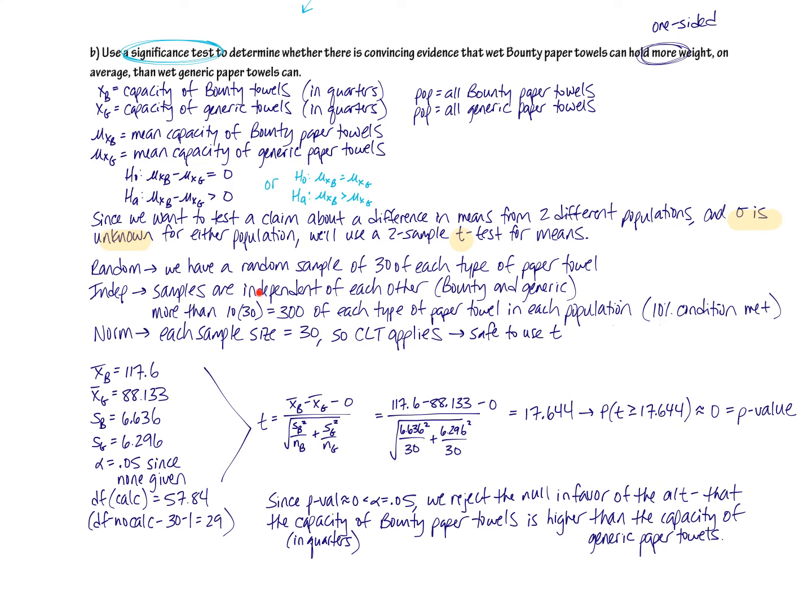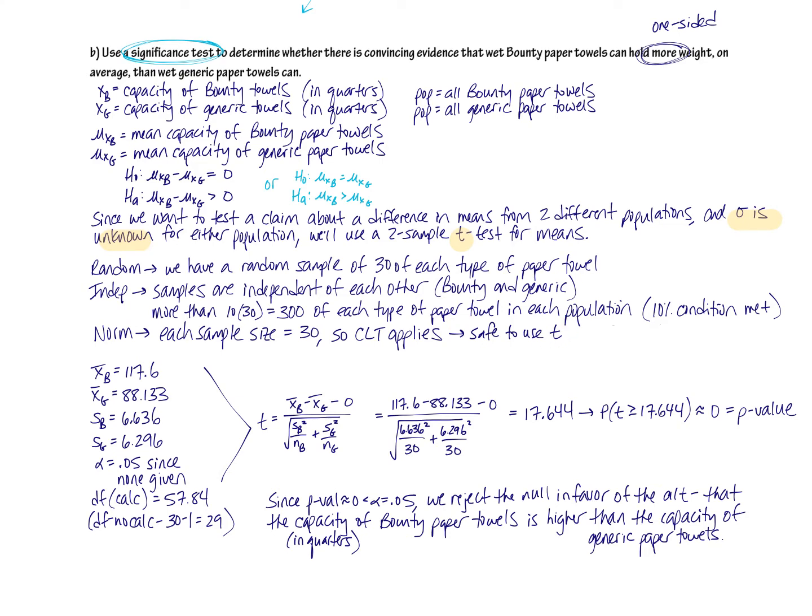Since the sample size is the same, you can just say each, checking the 10% condition one time, and then make sure that you say, by the way, Mr. or Mrs. AP grader, I'm checking the 10% condition here. For normality, each sample size is equal to 30, so remember the CLT is greater than or equal to 30. We barely made the cutoff. We are safe to use T.